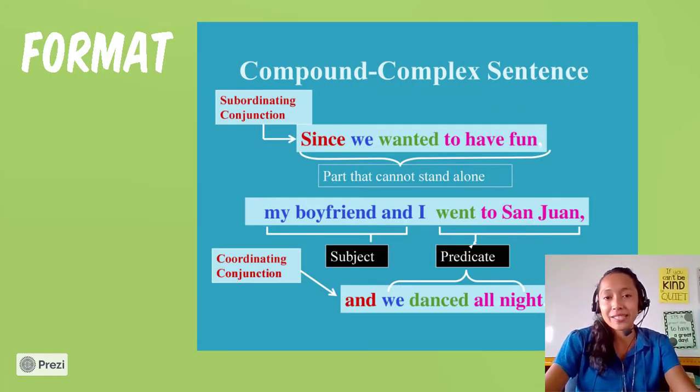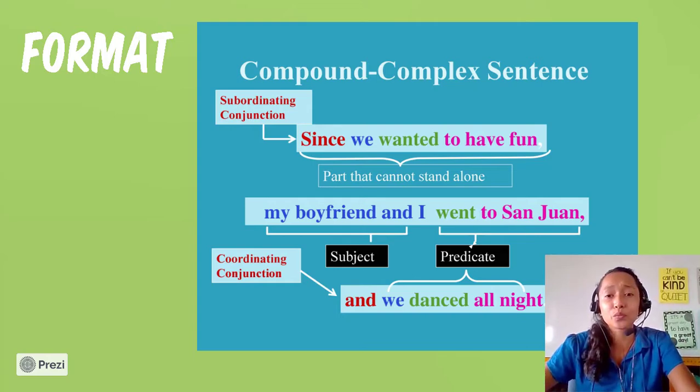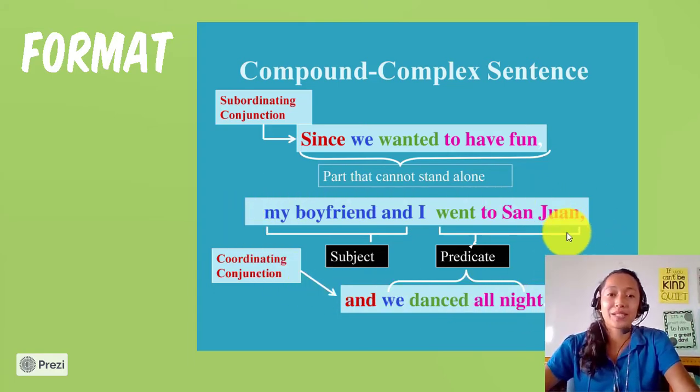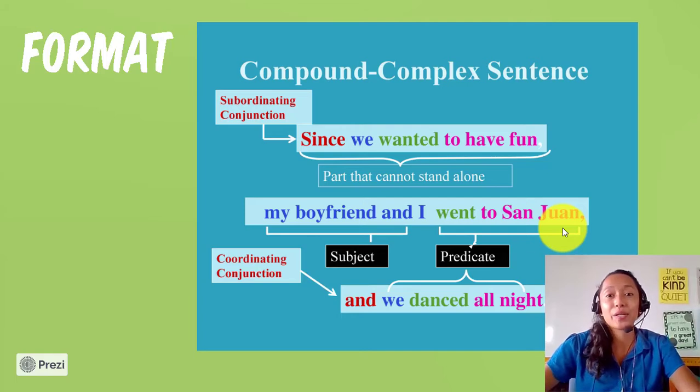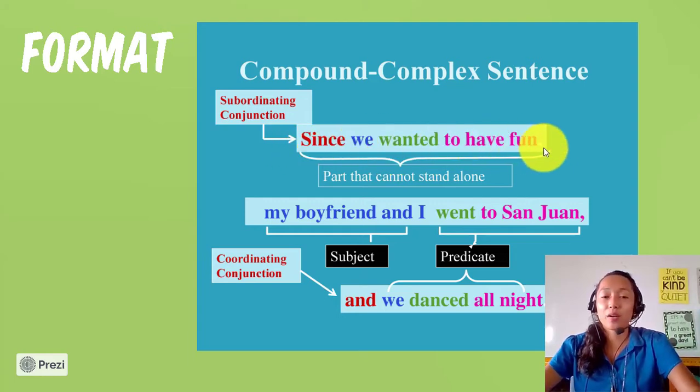The format of the sentence, therefore, would look something like this. It would have one compound. For example, here it says, my boyfriend and I went to San Juan and we danced all night. Here you can see that this is the compound part of the sentence. And the complex part is the fact that it has a subordinating conjunction with a subordinating clause, right? A statement that cannot stand alone, a clause that cannot stand alone, a dependent clause.